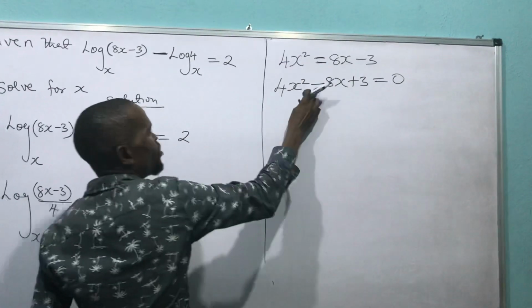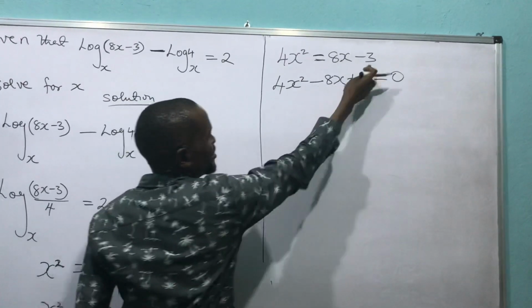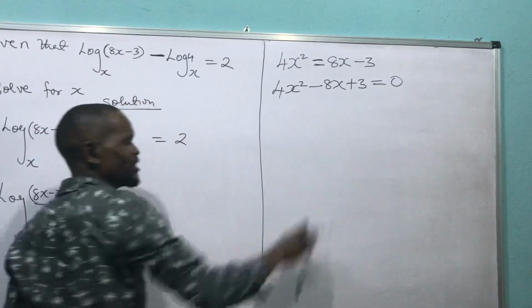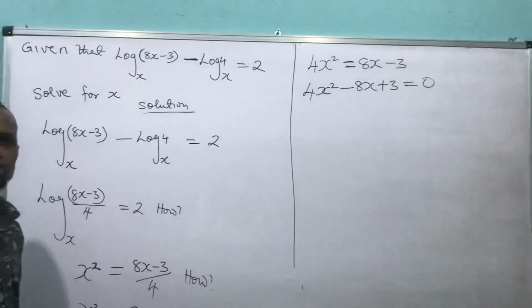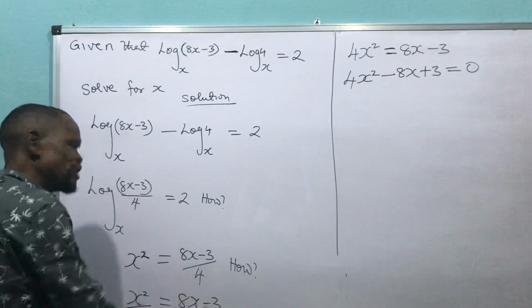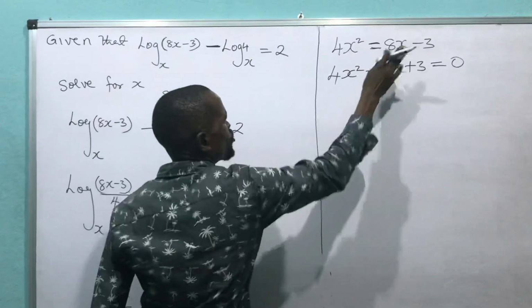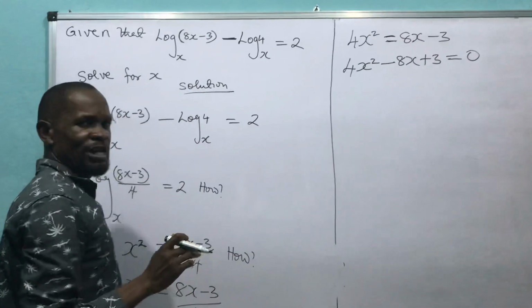This comes over here and becomes minus 8x. This one comes over here and becomes plus 8x, and all equals to what? 0. I have brought this into quadratic equation format. I think you get me right.